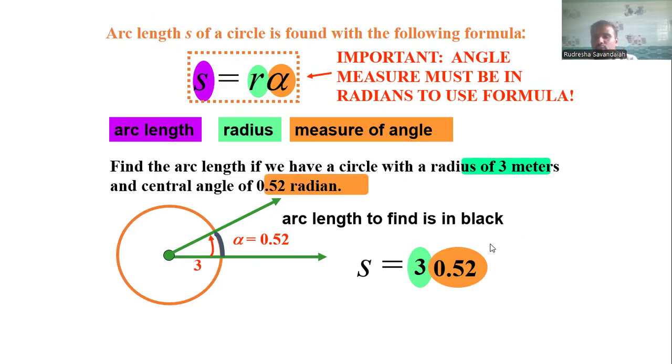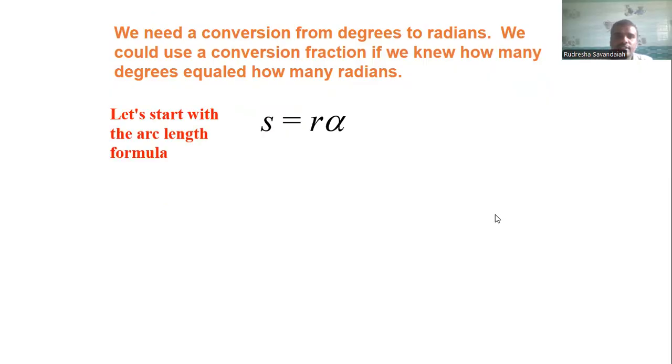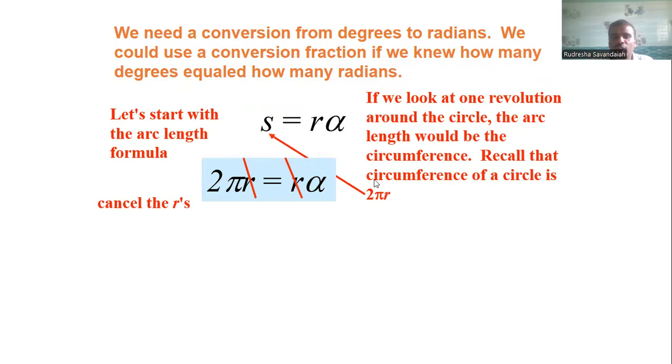S is equal to r alpha, so S is equal to 3 times alpha. S is equal to 3 times 0.52, which is 1.56. We need the conversion of degrees to radians. S is equal to r alpha.